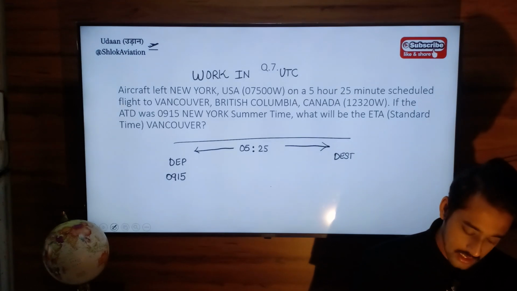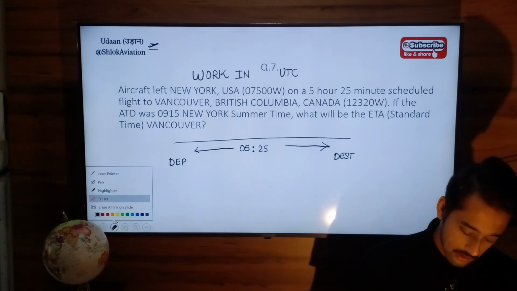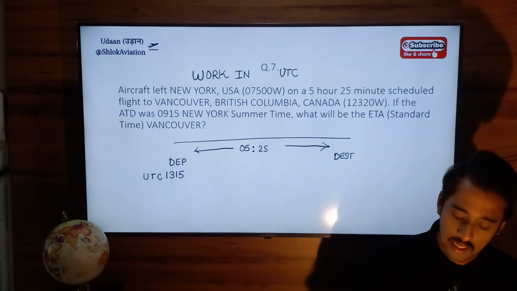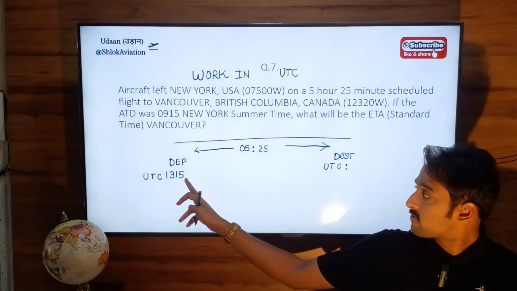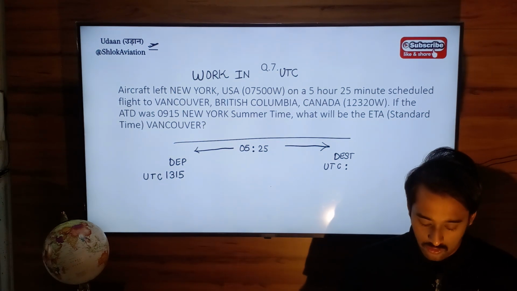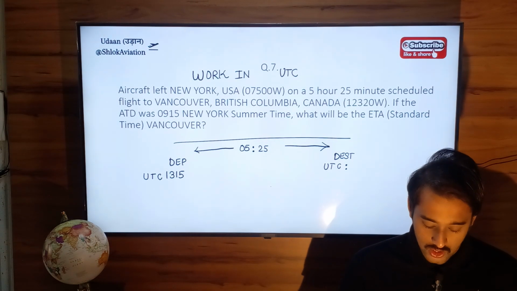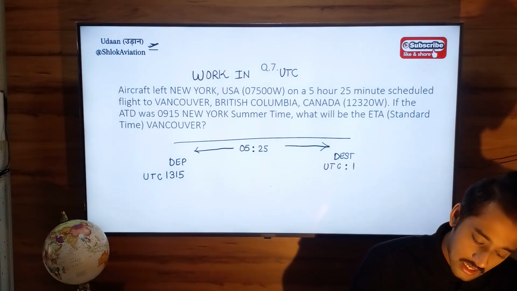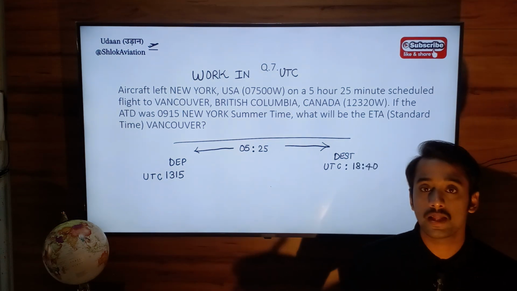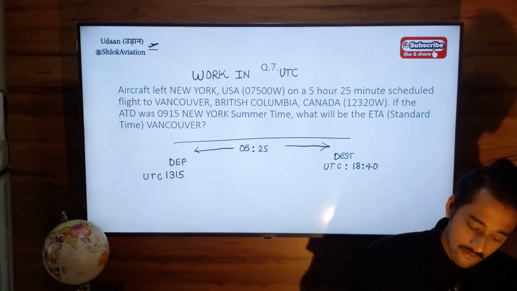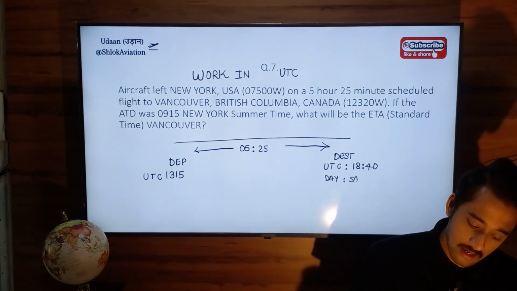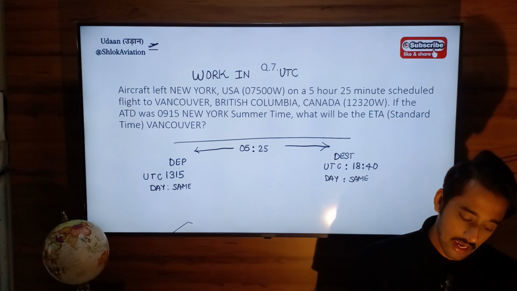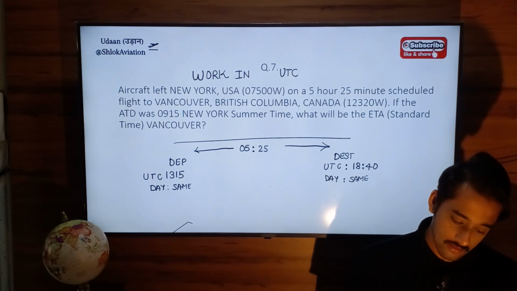Now, if UTC time is 1315, so UTC time at the time of arrival will be 1315 plus 5 hours 25 minutes, which is 18 hours 40 minutes. 18 hours 40 minutes will be the UTC time at the time of landing, and the day will be the same day. I am writing the same only. Fine.